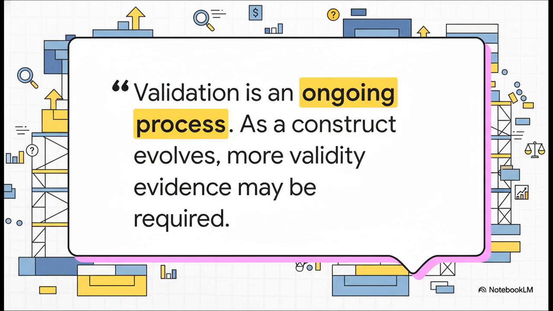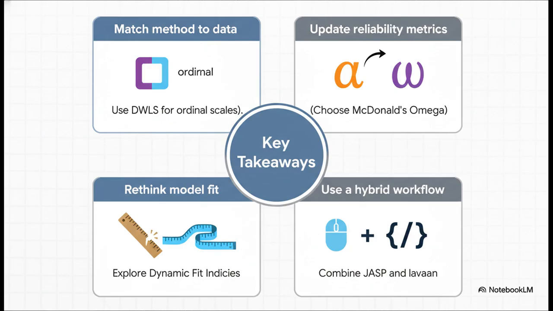groups of people. So, what are the big, actionable things you can take away from all this? I'd say there are 4. First, match your method to your data. Use DWLS for your ordinal scales. Second, update your reliability metrics. Choose McDonald's Omega. Third, rethink model fit. Start exploring customized approaches like dynamic fit indices. And finally, number 4, supercharge your workflow by combining the ease of JASP with the power of lavaan.